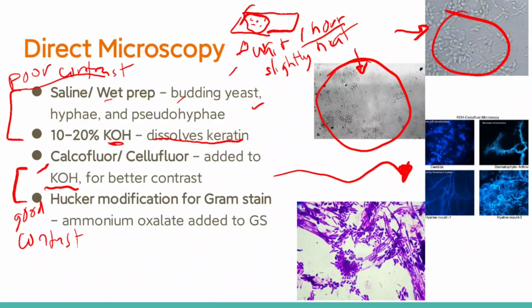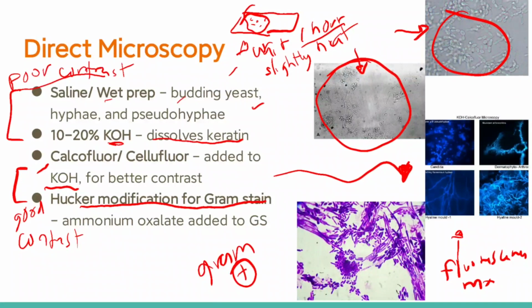Yan. So, mapapansin nyo, medyo parang nagfa-fluorescence yung mga, or may fluorescence na tag ito, contrast yung mga fungal elements. Kasi nga, for this one, you need to use a fluorescence microscope. Okay? Kailangan mong gumamit ng fluorescence microscope, although mas ma-appreciate mo yung mga fungal elements dyan. Okay? Next, we have the Hucker modification of gram stain. Always remember lahat ng fungi, gram-positive yan.